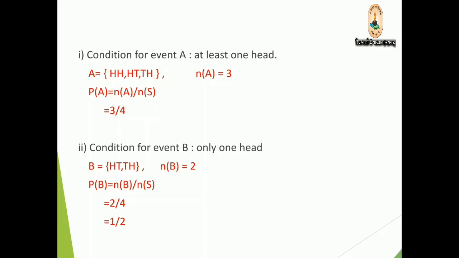Then the event B is given, getting only one head. B is written as B equals to curly bracket HT, TH. There are 2 sample points and therefore n of B equal to 2. Thus probability of B equals to n of B upon n of S, that is equals to 2 upon 4. Dividing by 2 we get 1 upon 2. Thus probability of B equals to 1 upon 2.